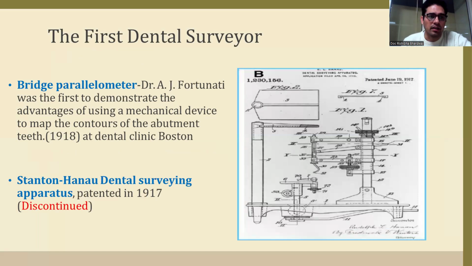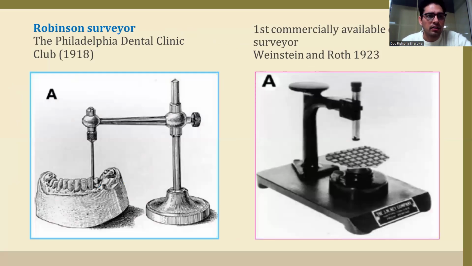Then the first dental surveyor, the bridge parallelometer by Dr. A.J. Fortunati, was the first to demonstrate the advantages of using a mechanical device to map the contours of the abutment teeth in 1918 at Dental Clinic, Boston. Later on, the Stanton and Hanau dental surveying apparatus was introduced into the market in 1917, but nowadays it is discontinued because of the various drawbacks of this machine. Next was the Robinson surveyor in the Philadelphia dental clinics in 1918. The first commercially available dental surveyor was produced in 1923.